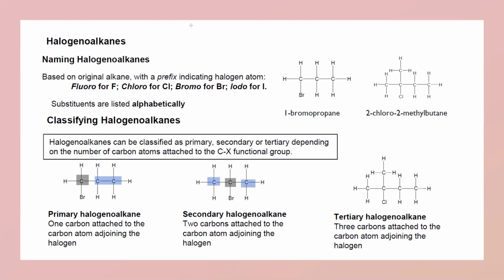And the carbon which is attached to a functional group, if three carbon chains are attached, then we call that tertiary. So the same thing applies in the common name: a halogen alkane can be classified as primary, secondary or tertiary. For the IUPAC name, we select the longest carbon chain, then number from the nearest branch or the functional group.